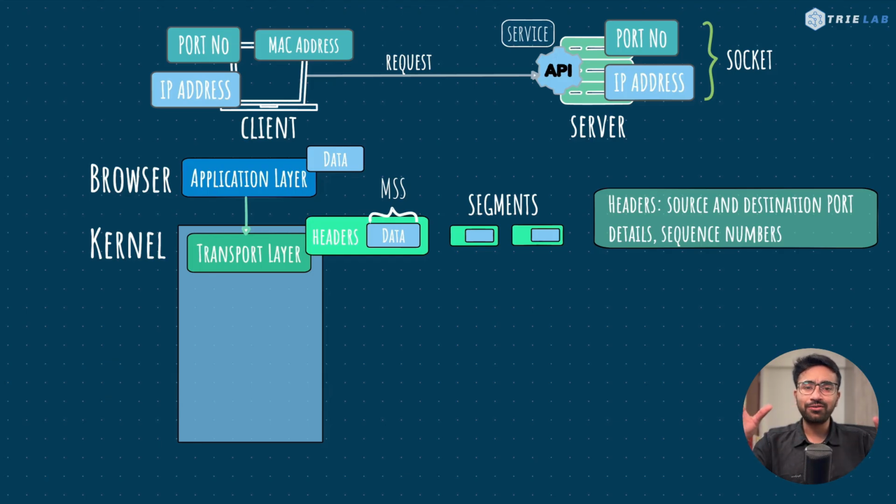We'll look into the other responsibilities of the transport layer, from flow control to congestion control, later in this video. But for now, we can understand that the main responsibility of the transport layer is to identify the process that you want to connect to, apart from flow control and congestion control.